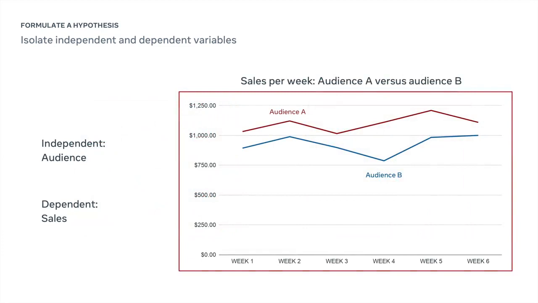Here is another visual to help you conceptualize the relationship between the independent and dependent variables. It uses a very simple example to help illustrate the idea. In this case, the independent variable is the audience and the dependent variable is sales. We can see here that ads targeted to audience A lead to more sales than ads targeted to audience B.